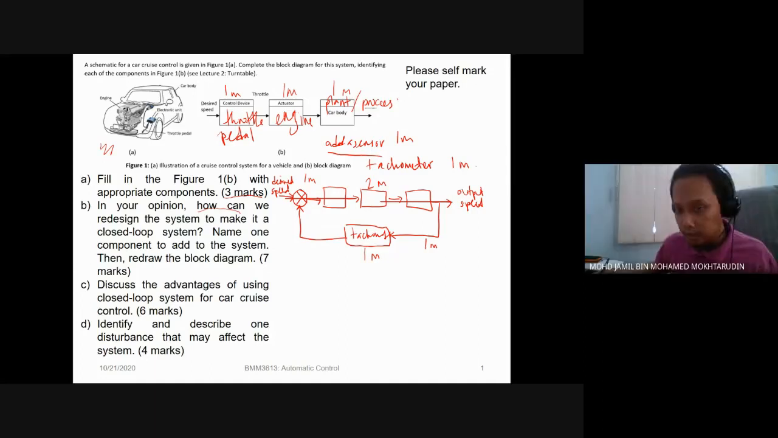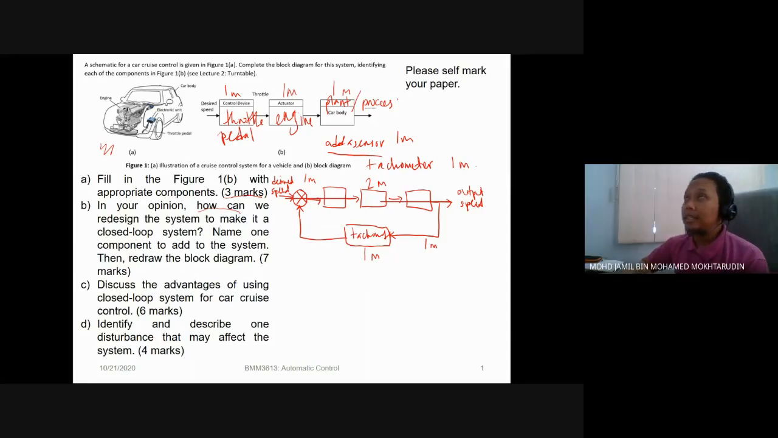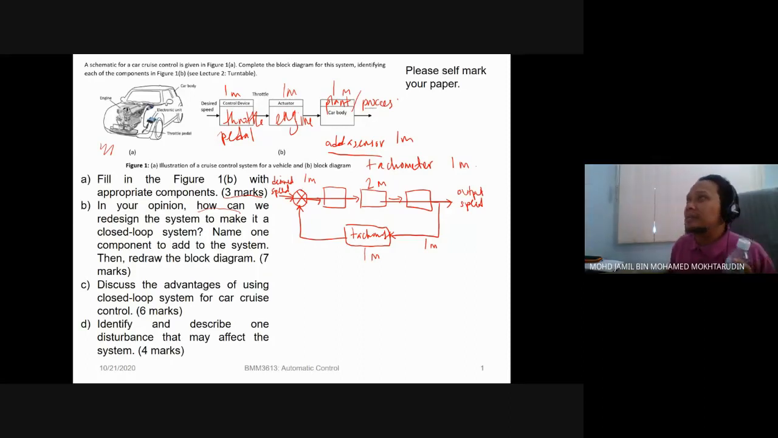Sir, for the tachometer, I did not write tachometer but I wrote vehicle speed sensor. In the final, I will accept. But for the quiz, not accepted. Because in the final, maybe you forgot the name. But in the quiz, maybe you can Google.